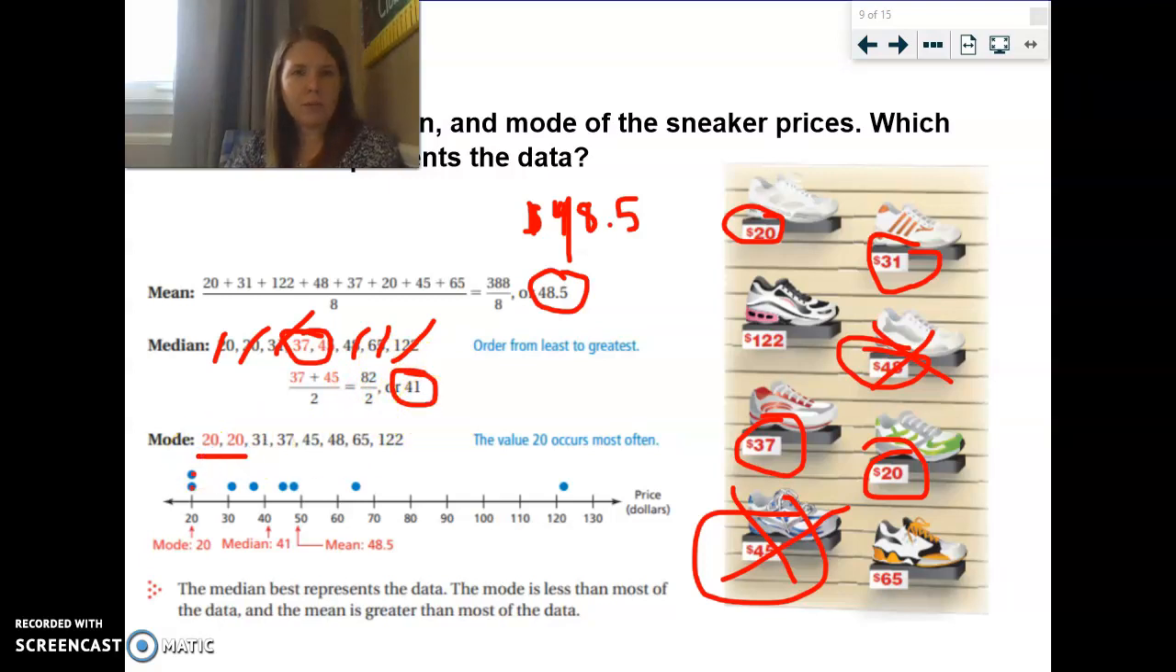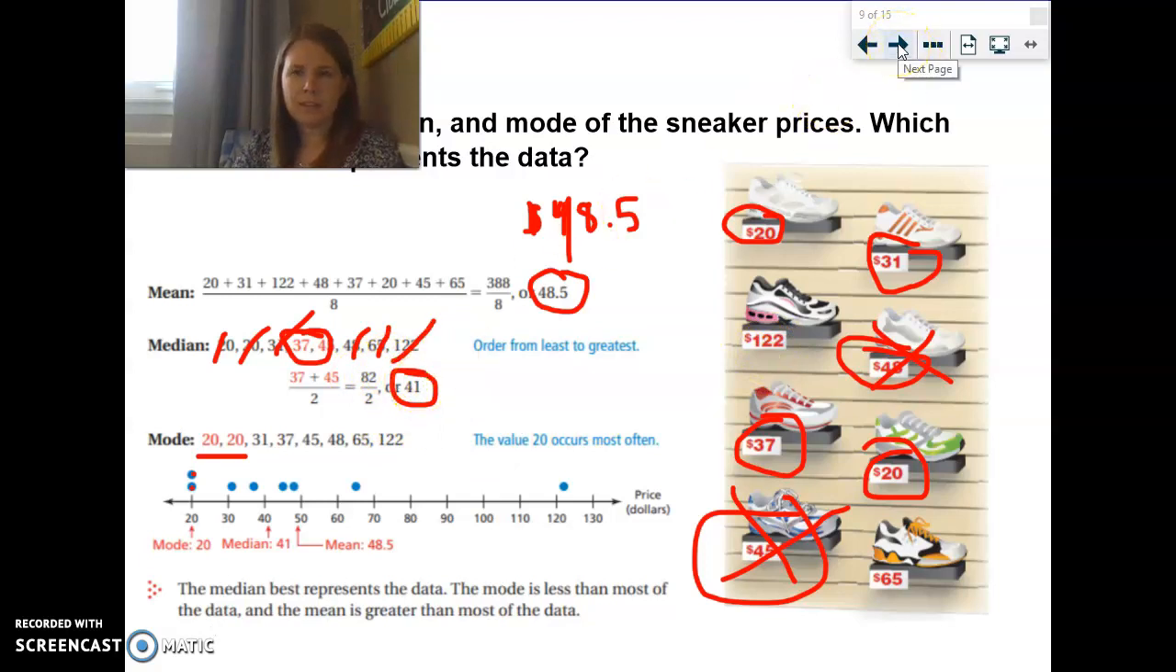My mode is not good because that's my smallest price. For the most part, you see that that's the most frequent, but you don't know if maybe there's another wall that you didn't look at and they've got other prices there too. So you can't just tell someone, hey, they're $20, and then they go and see, oh, but these shoes are really cool. Why did you say they were about $20 and they're $122? So for the most part, your best representation is going to be this 41.